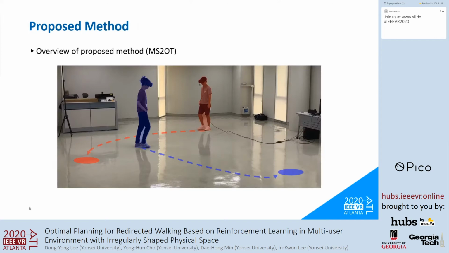This is the overview of our method. Our method, called MS2T, considers each user's position and leads them to the optimal condition without collisions. To create this policy, we used reinforcement learning.